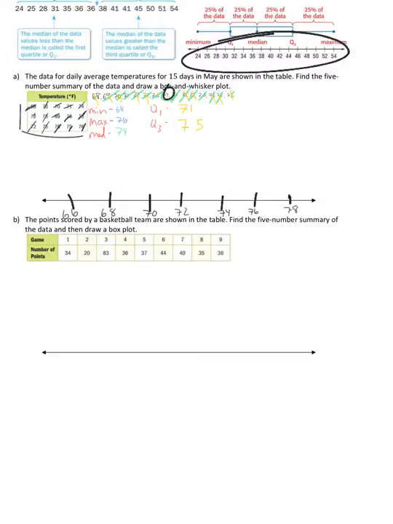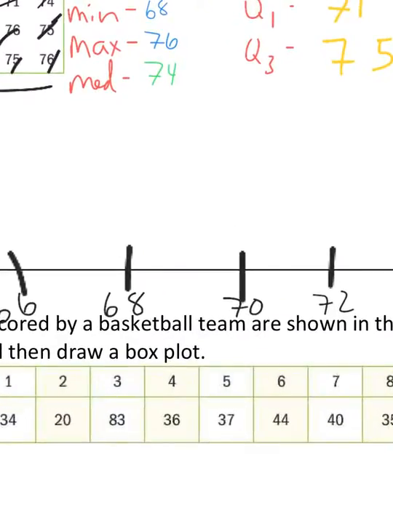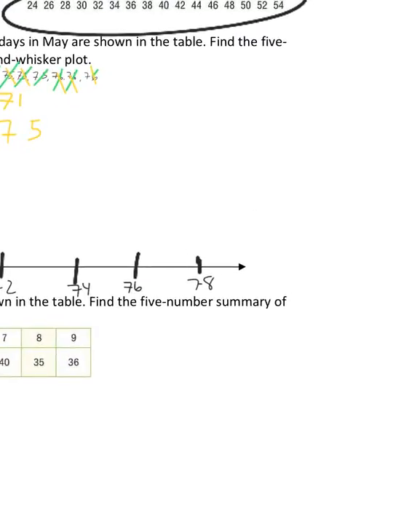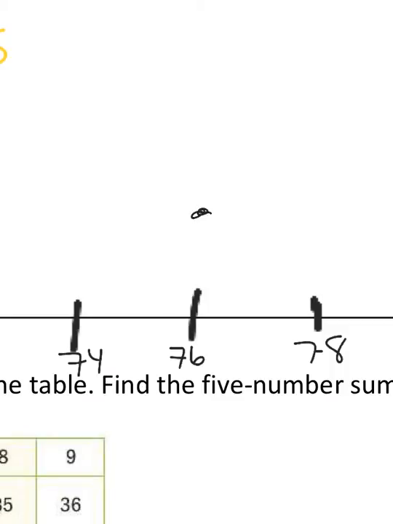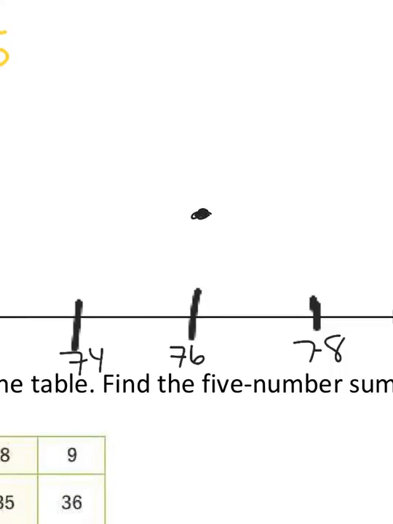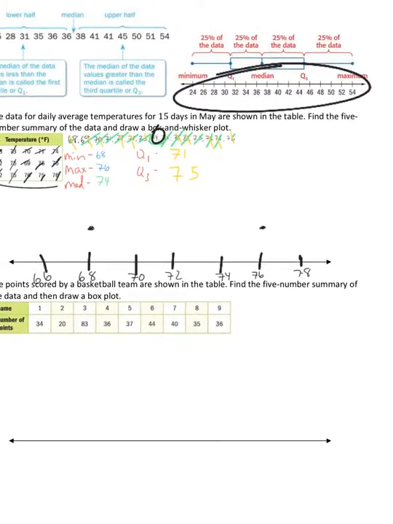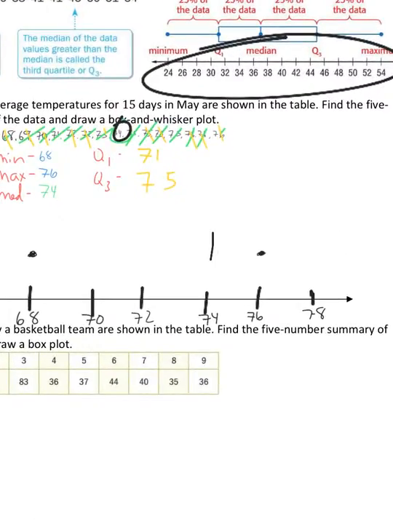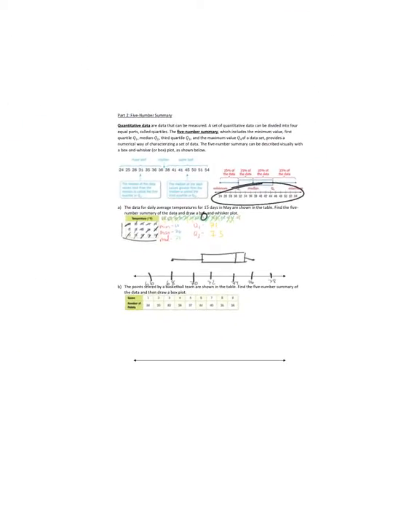All right, so now I'm going to graph it. The minimum is 68, so above 68, I'm going to put a dot. The maximum is 76, above 76, I'm going to put a dot. You should be using a ruler. No exceptions here. You should have straight lines. The median is 74. Q3 is 75, so about halfway. Q1 is 71, again about halfway. So again, you should be using a ruler. And yours should look similar to that.